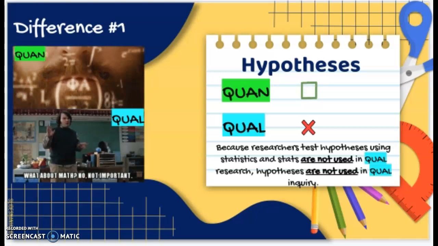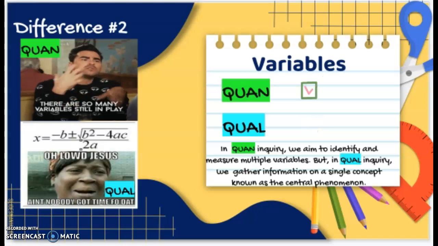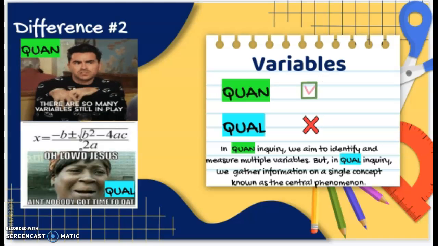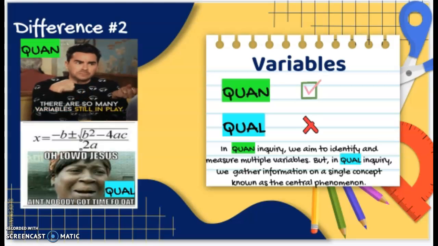So moving on to the second difference, we have variables, and similar to hypotheses, quantitative inquiry is going to use variables. So what we're doing is we're aiming to identify and measure those variables. Whereas in qualitative inquiry, we're just going to gather information on a single concept that we call the central phenomenon. Again, you'll see you have some visuals to the left.